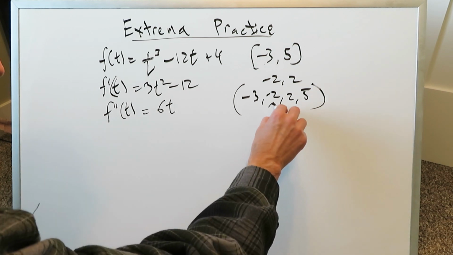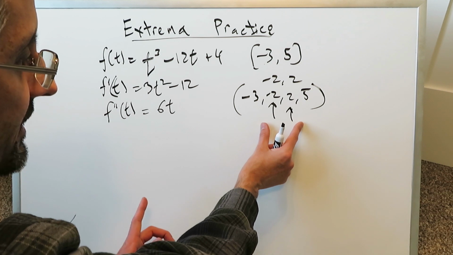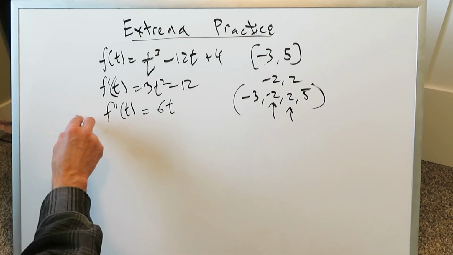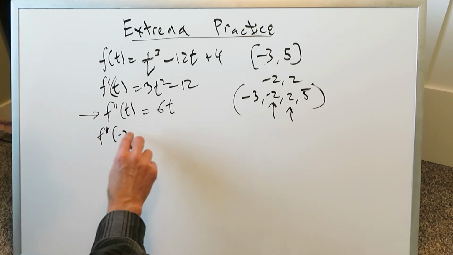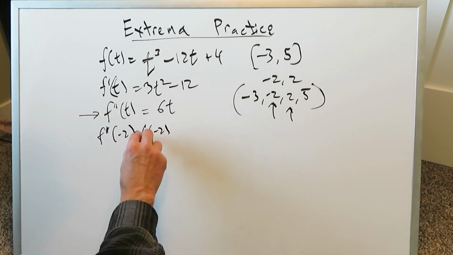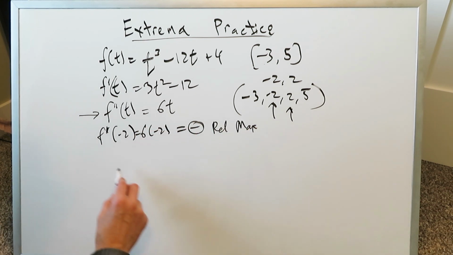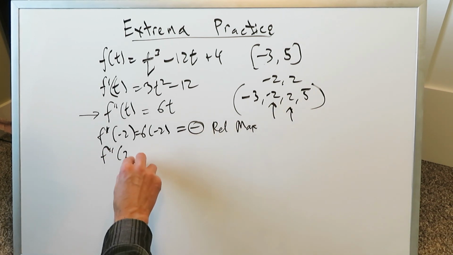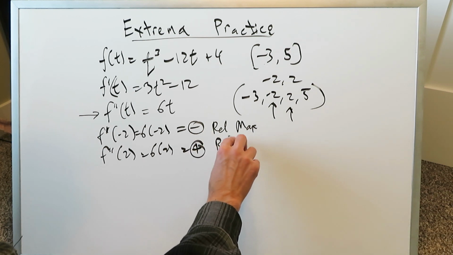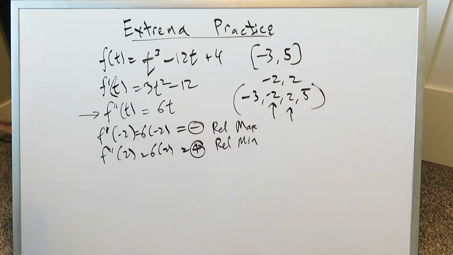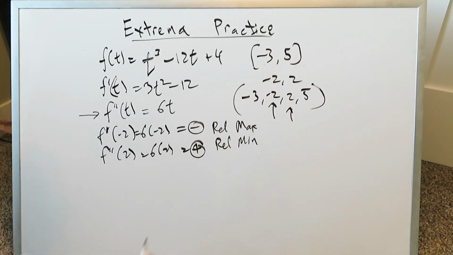I want to focus here first on these two and see what happens, because they're not endpoints. They might very well be relative maximum, relative minimum. When I put minus 2 into the second order derivative, I'm getting 6 times minus 2, a negative value, so I'm seeing a relative maximum come about. When I put in 2, I'm doing 6 times 2, getting a positive value, and this positive value indicates that I'm looking at a relative minimum. This seemingly appears to be a relative minimum, and this seemingly appears to be a relative maximum.